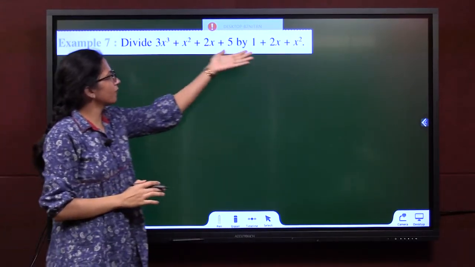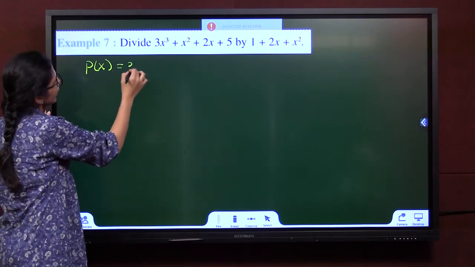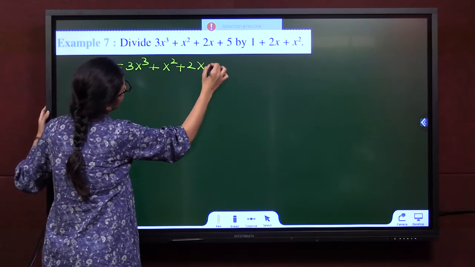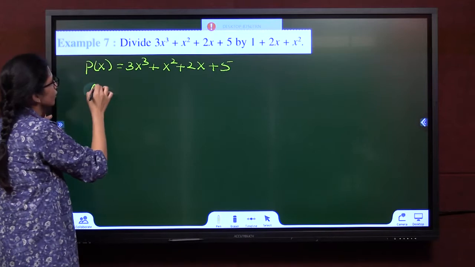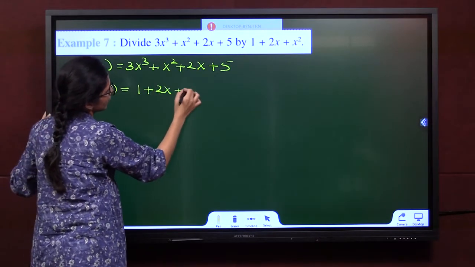Divide p of x by g of x. P of x is 3x cube plus x square plus 2x plus 5. G of x, 1 plus 2x plus x square.